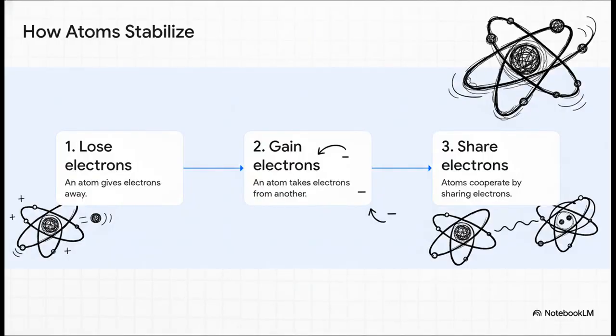So how do they get that full set? Well, they've got a few options. An atom can get rid of an electron, it can snatch an electron from somewhere else, or it can find a partner and share electrons. The path an atom takes really depends on its personality, you could say. And these different strategies are what create the two main types of bonds we're looking at today.